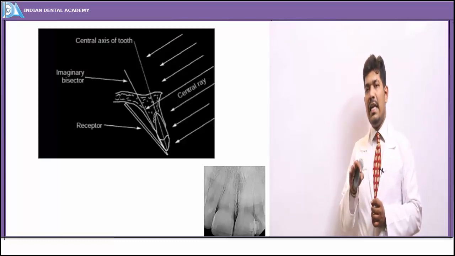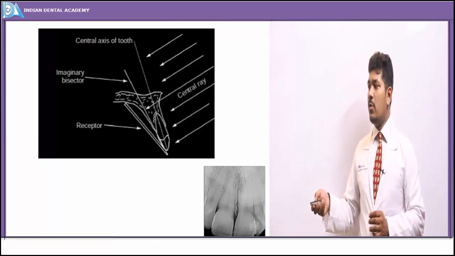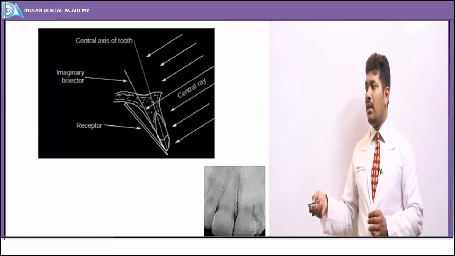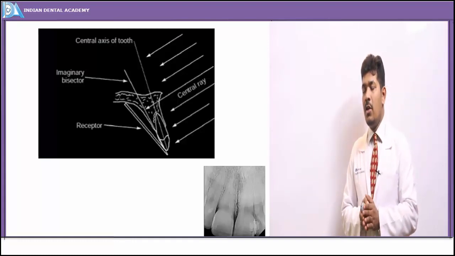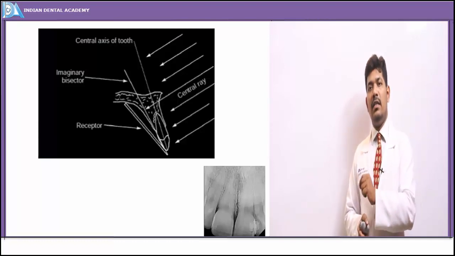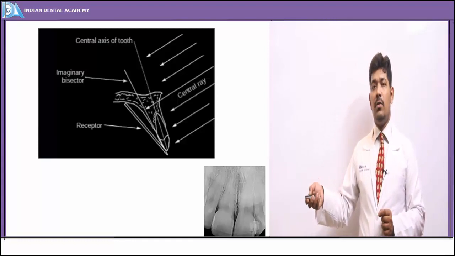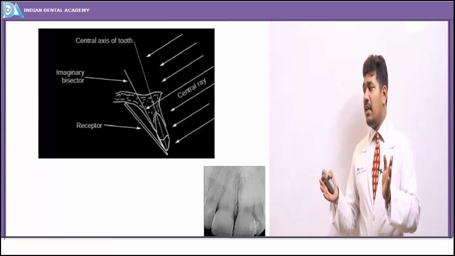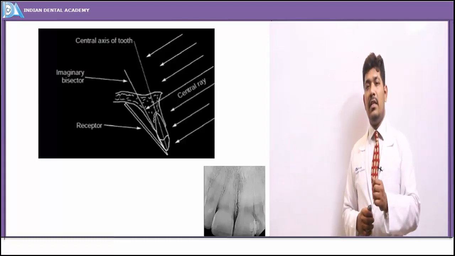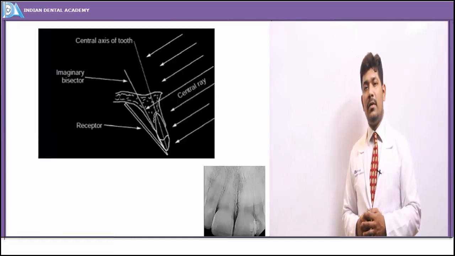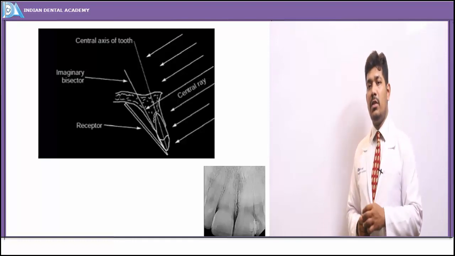Now that is totally negated in this particular projection, because we are totally reducing the distance between the receptor and the area of interest, as they are almost in contact with each other. So the sharpness is much higher when compared to the paralleling angle technique. And even though the X-ray beams are not parallel to both surfaces, there is a much higher geometric representation, or exact replica, of the tooth in interest.